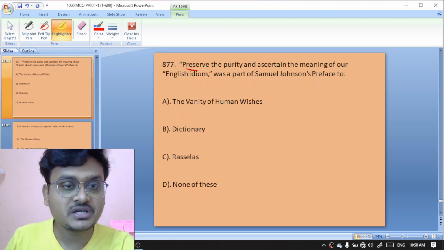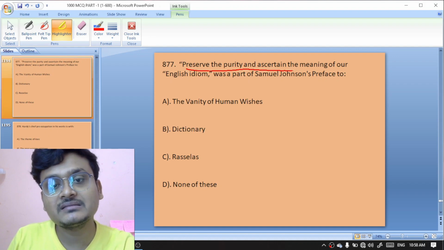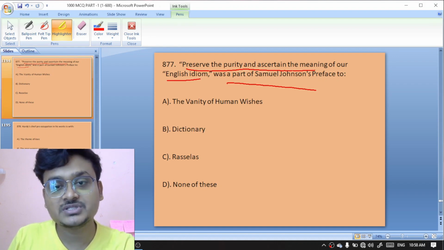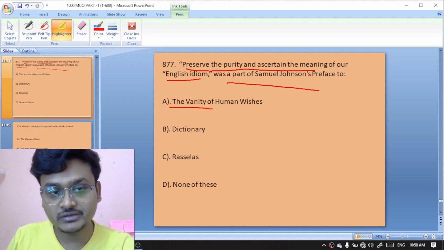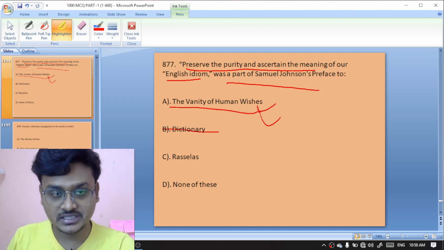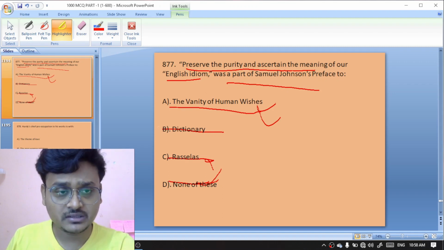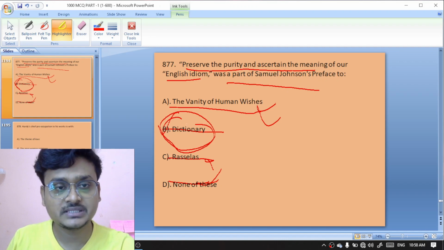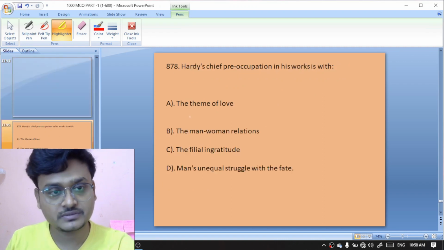Next question. "Preserve the purity and ascertain the meaning of our English idiom" was a part of Samuel Johnson's preface to The Vanity of Human Wishes, Dictionary, Russell's, none of these. So it was a kind of preface to the Dictionary. Preface to the Dictionary by Samuel Johnson.